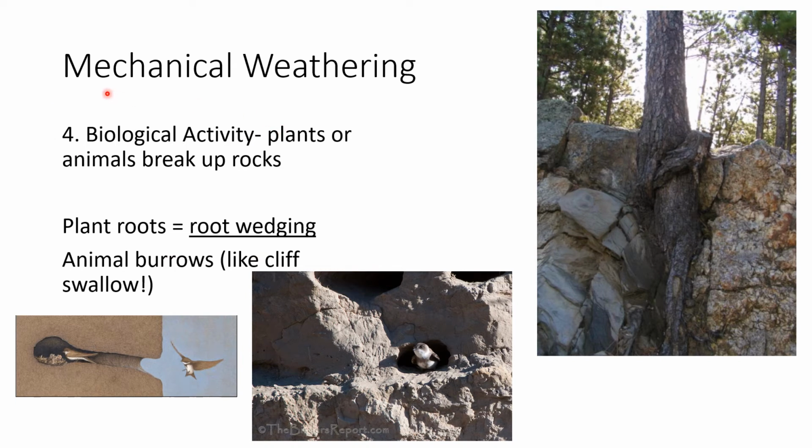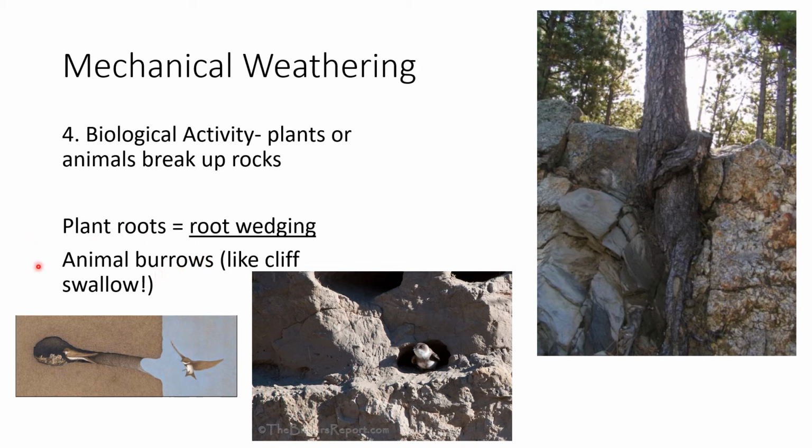And fourth, we have biological activity that can cause mechanical weathering. So biological means stuff that's alive. So basically this is when you have plants or animals that are breaking up rocks. Whereas frost wedging was water and ice cracking rocks open, you can also have plant roots that get into the rock like in this picture here, and that's through a process called root wedging. So anytime you see a big cracked rock, if there's a tree in it like this, it was from root wedging, and if there's no tree, it was probably from frost wedging.